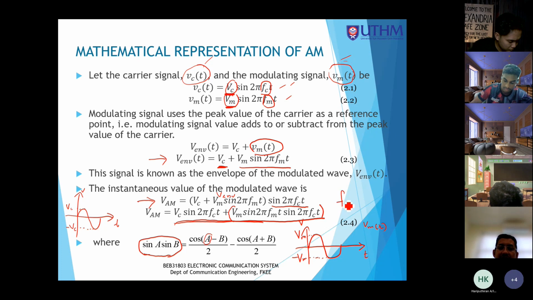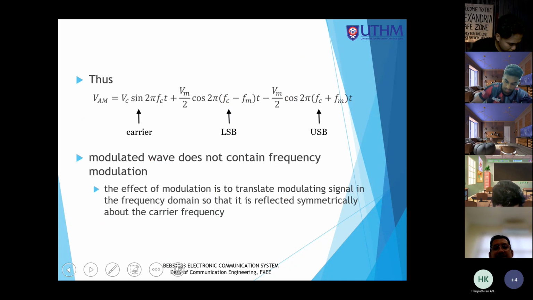Remember, FC is much greater than FM. Frekuensi carrier jauh lebih besar daripada frekuensi message. So I would choose A as the komponen yang mempunyai frekuensi yang tinggi, which is this one, and this one is going to be B. So we can rearrange again the equations to become like this.